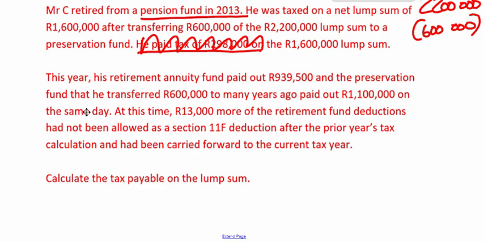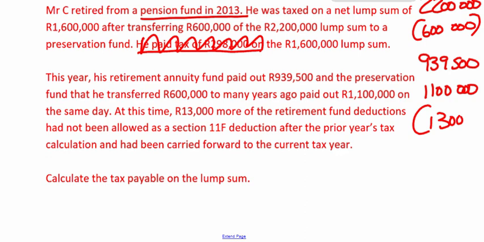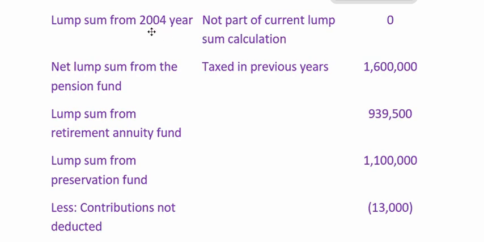It says this year, his retirement fund paid out 939,500, and the preservation fund that he transferred 600,000 to many years ago paid out 1.1 million. So he got another 939,500 and 1.1 million from the preservation fund. It says at this time, 13,000 more of the deductions have not been allowed as an 11F. So what you're allowed to do is take the 13,000 rand off the amounts that are due and payable. So looking at a solution, it says lump sum from 2004, not included.